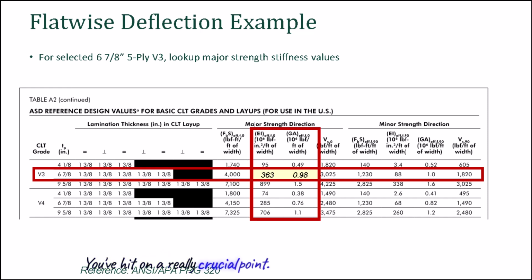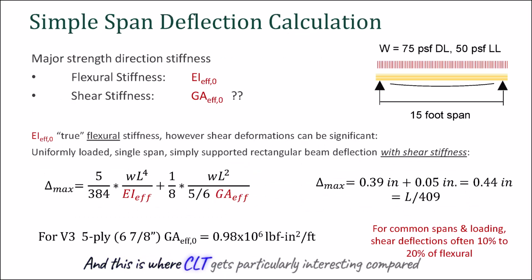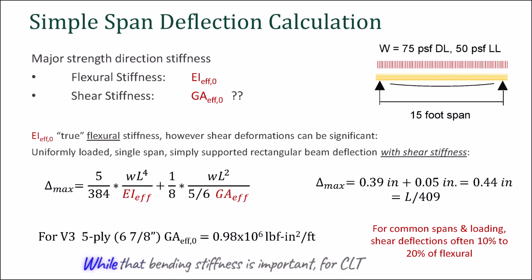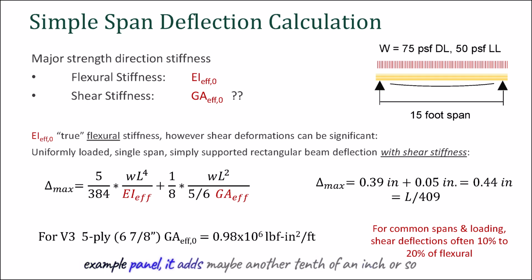You've hit on a really crucial point. And this is where CLT gets particularly interesting compared to maybe some other materials. While that bending stiffness is important, for CLT specifically, shear deformations can be surprisingly significant. Shear deformations. So the shear affects the sag, too. It does. When we actually account for the shear stiffness in our example panel, it adds maybe another 1/10 of an inch or so to that initial 0.4 inches of bending deflection.